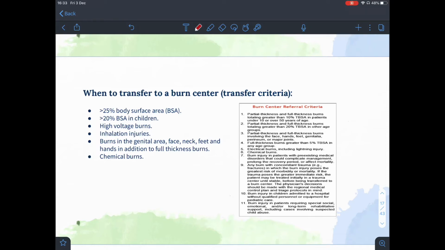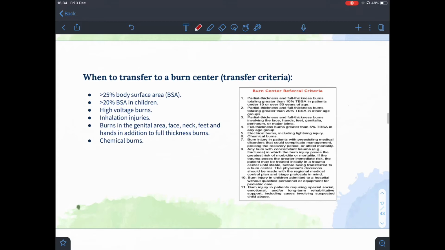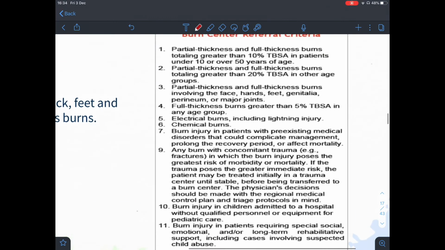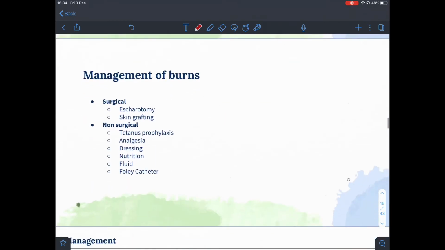So we can treat burns in any hospital. في burns it requires a transfer to a burn center. لما تكون البرنز more than 25% of the total body area أو أكثر من 20% in children. High voltage electrical burns, inhalation injuries راح نمشي عليها بعدين. Burns in the genital area, the face, the neck, the feet and hands، لأن هذه كلها مناطق حساسة مو بسهولة repaired. And also chemical burns. كمان باقي الكرايتيريا هنا you can read it later. طيب management بشكل عام للburns we have surgical management and non-surgical management and we will go through it now.